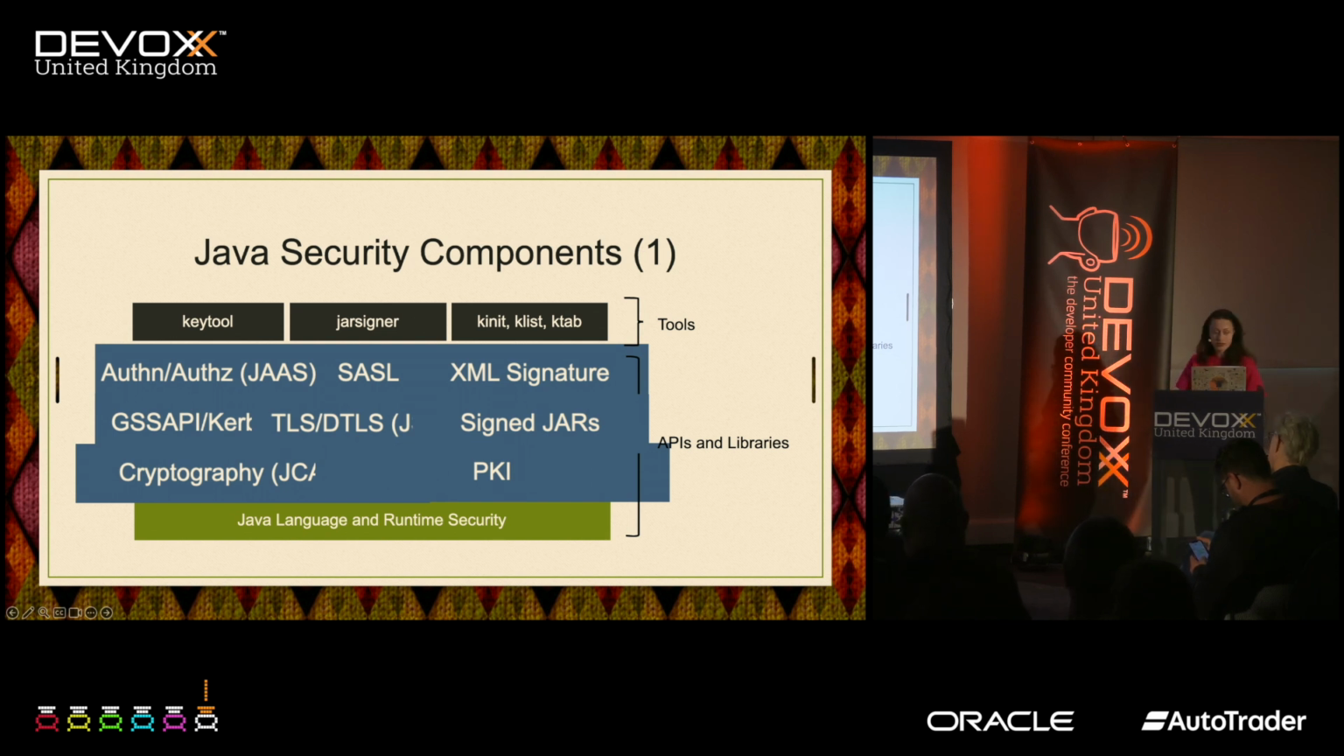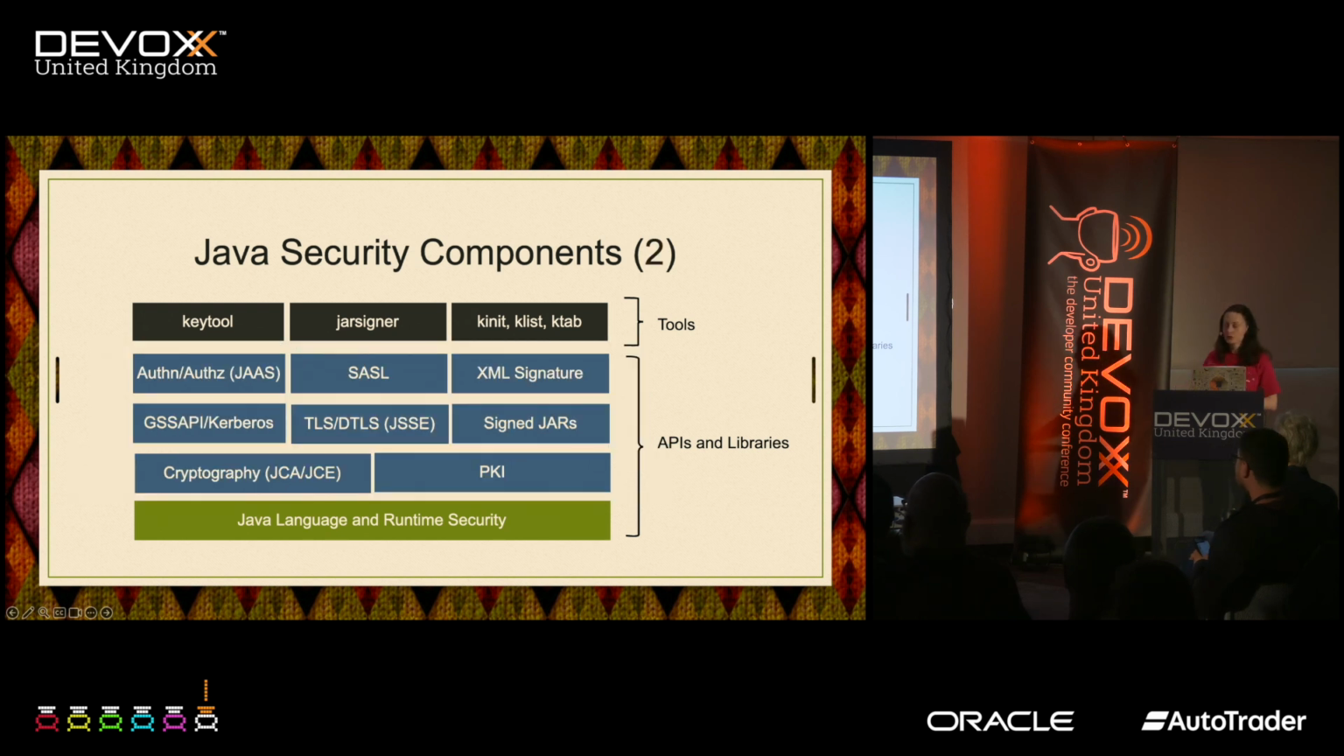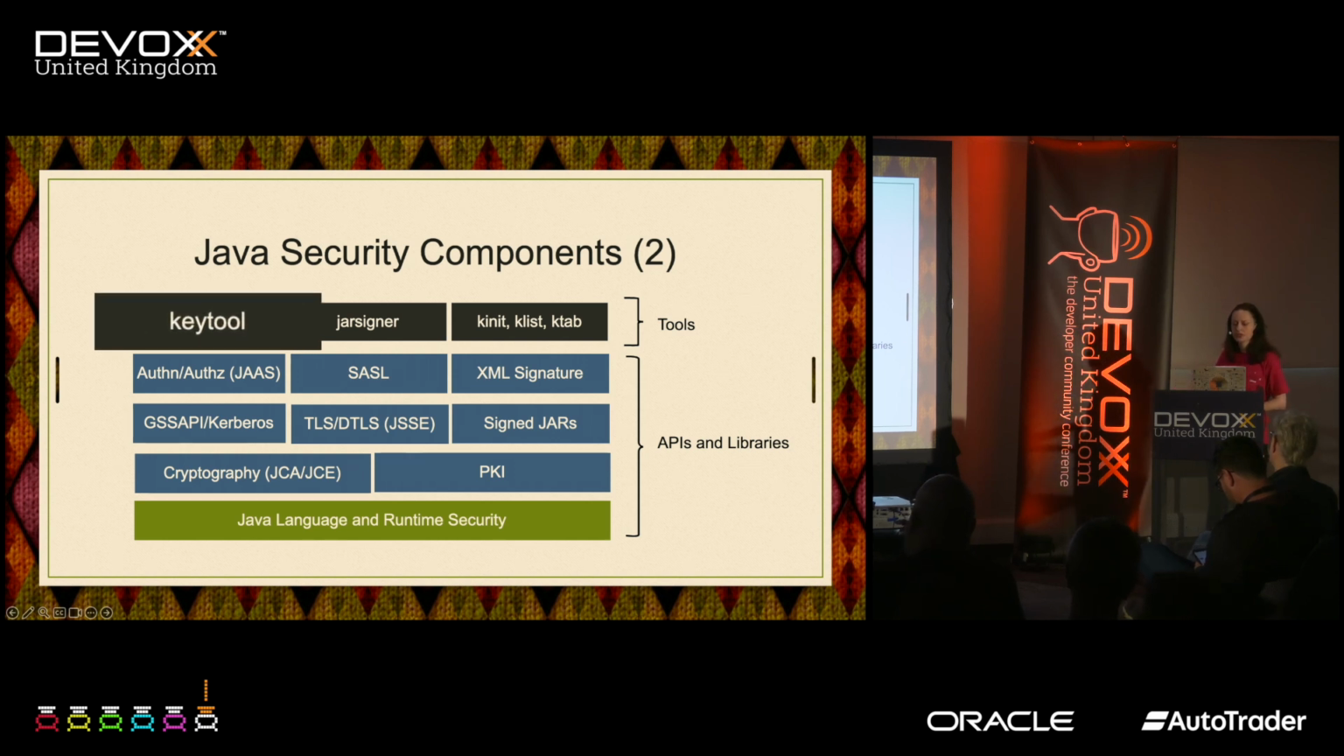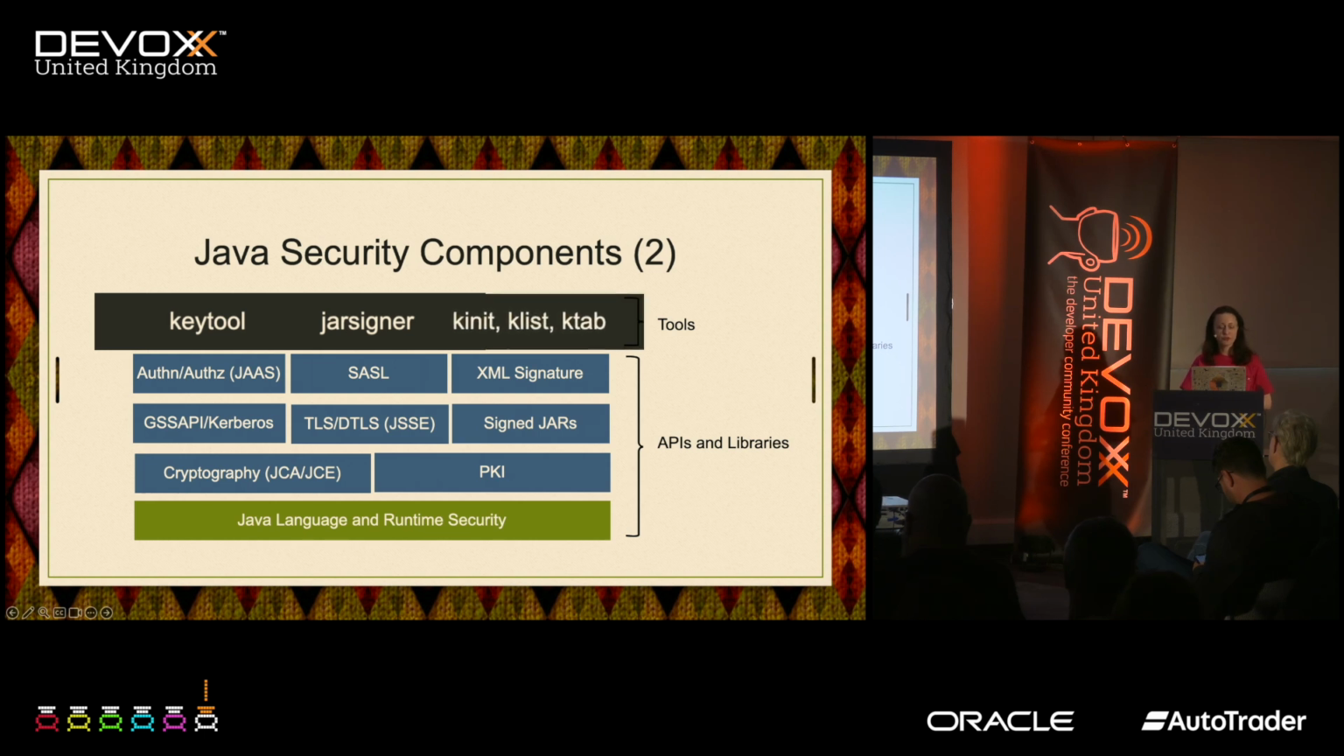And on top there, we have a few tools. Now, the small set of tools that you see here help you with setting security policies. So we have Key Tool for managing key stores, keys, and certificates, and Jar Signer for signing and verifying jars. And of course, for working with Kerberos, we have this set of tools: Kinit, Klist, and Ktab.